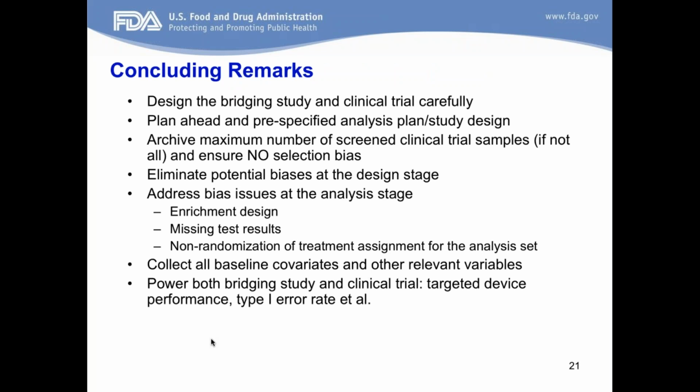And here are my concluding remarks. Design the bridging study in the clinical trial carefully, and the key point is to plan ahead of time. Please specify the data analysis plan and the study design, archive the maximum number of screened trial samples, and eliminate potential bias at the design stage. And of course, if possible, address bias issues at the data analysis stage, like the enrichment, missing data, and non-randomization issues I mentioned, and collect all the baseline covariates and power the study.